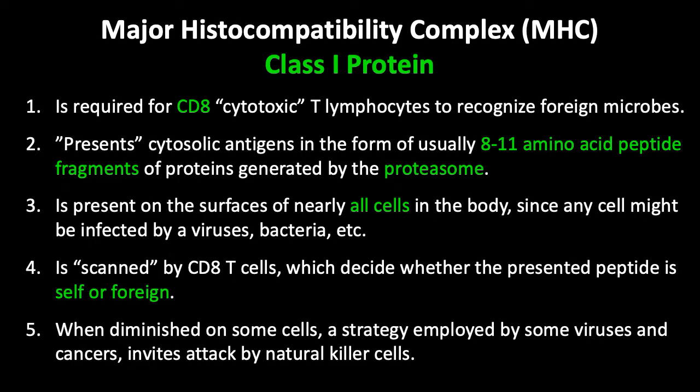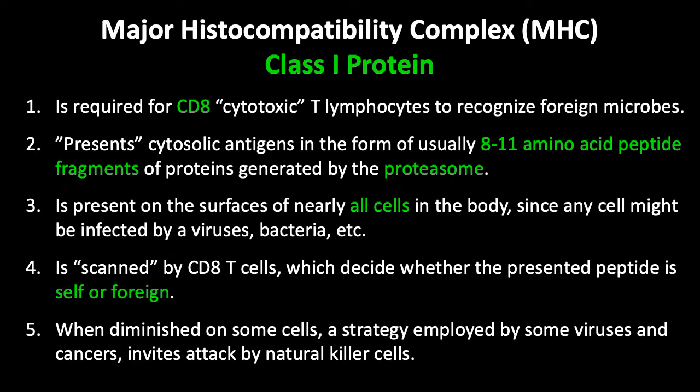In a normal healthy cell, all the peptides in the MHC class 1 protein on the cell's surface are from self proteins. But when the cell is infected by a pathogen that gets inside it, like a virus, then some of the peptides displayed on that cell's surface will be foreign. CD8 T lymphocytes are constantly scanning all the cells in our bodies. When they detect foreign peptides in MHC class 1 on the surface of a cell, various immune defenses are activated, which may include killing the infected cell.